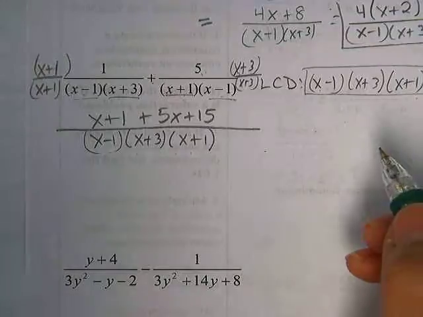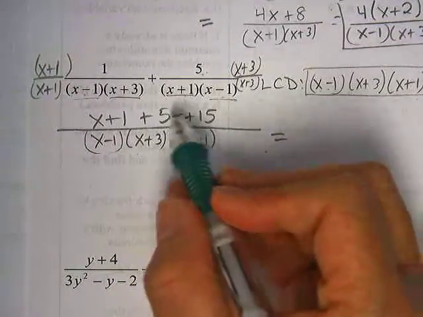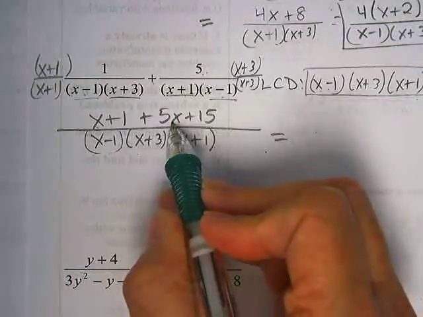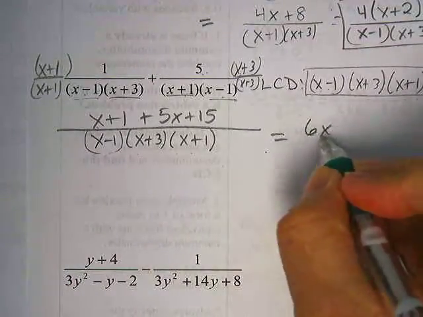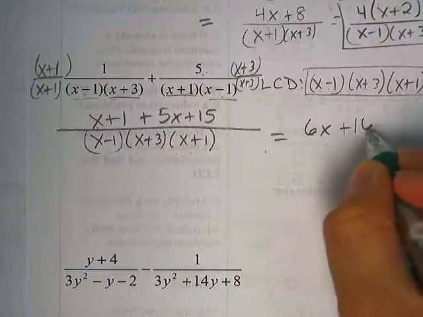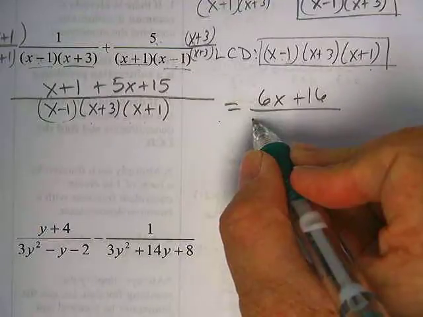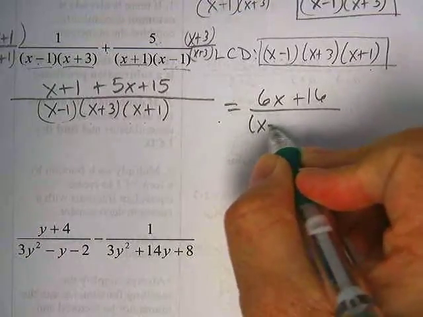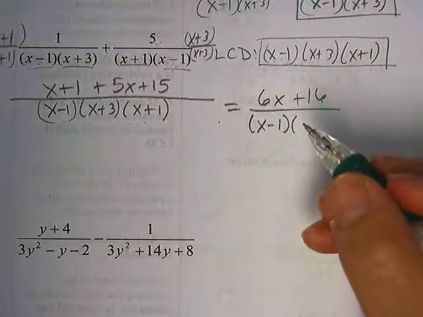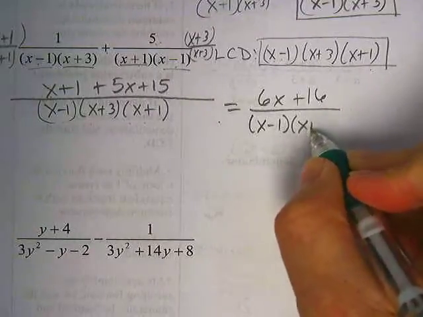And now we want to try and simplify this if possible. And typically that means we're going to add our like terms. So I've got x plus 5x gives me 6x. 1 plus 15 gives me 16. Okay, and make sure we write all the terms from the denominator. Remember, we don't need to multiply these together because we're going to try and see if we can cancel anything at the end.